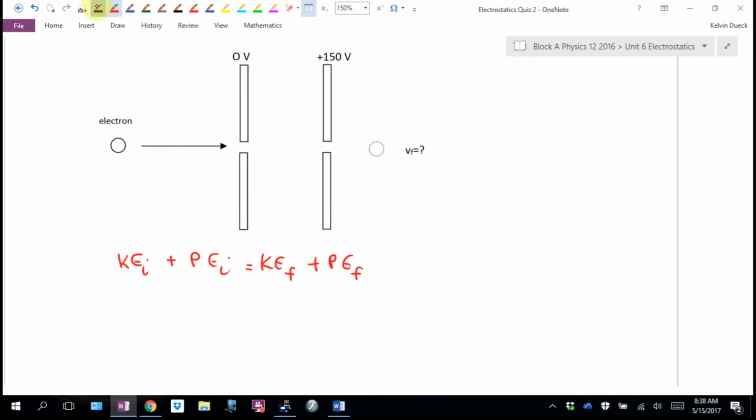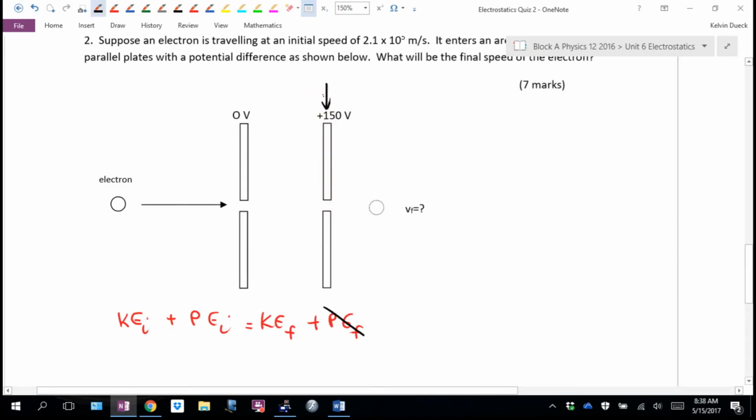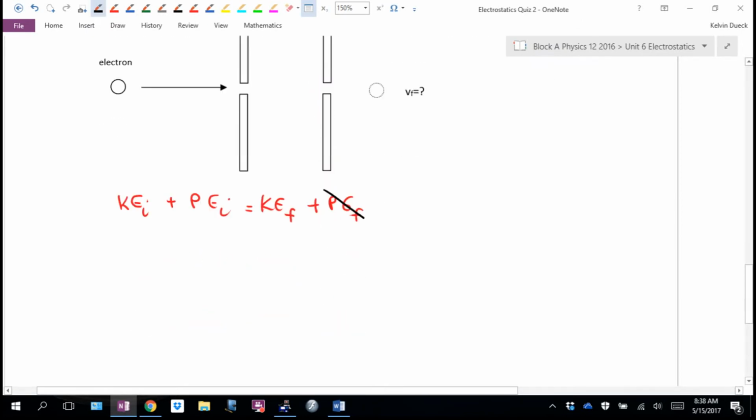My final potential energy is going to be 0 because that right there is ground level. It's going to be a half mv initial squared plus qV equals a half mv final squared. I guess I could get the v final by itself. I'd multiply everything by 2, divide by m and square root.